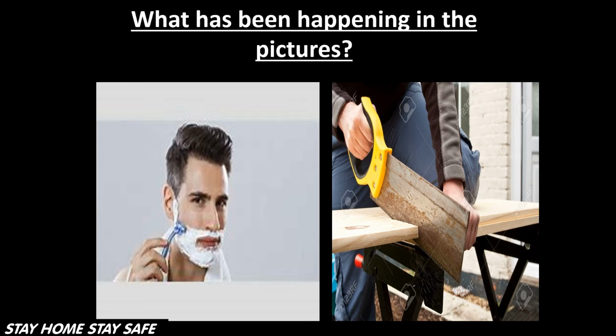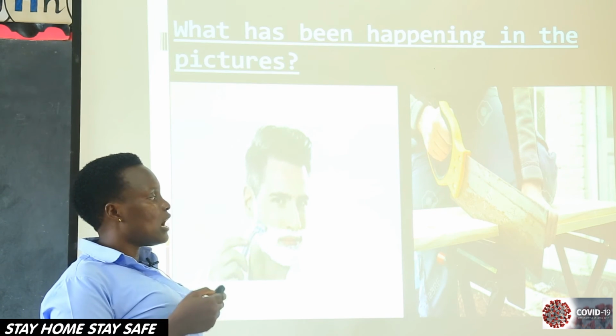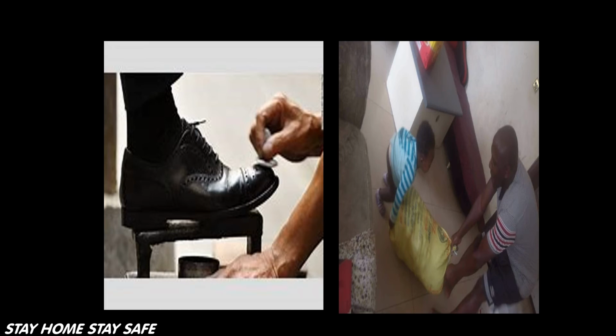Remember I said that the act of using a saw to cut wood is called sawing. We are going to say, the carpenter has been sawing wood. Then, what is he doing here? What has he been doing? He has been shining his shoes. Also, the word shine ends with E. So we are going to drop E before adding ing. He has been shining the shoes.